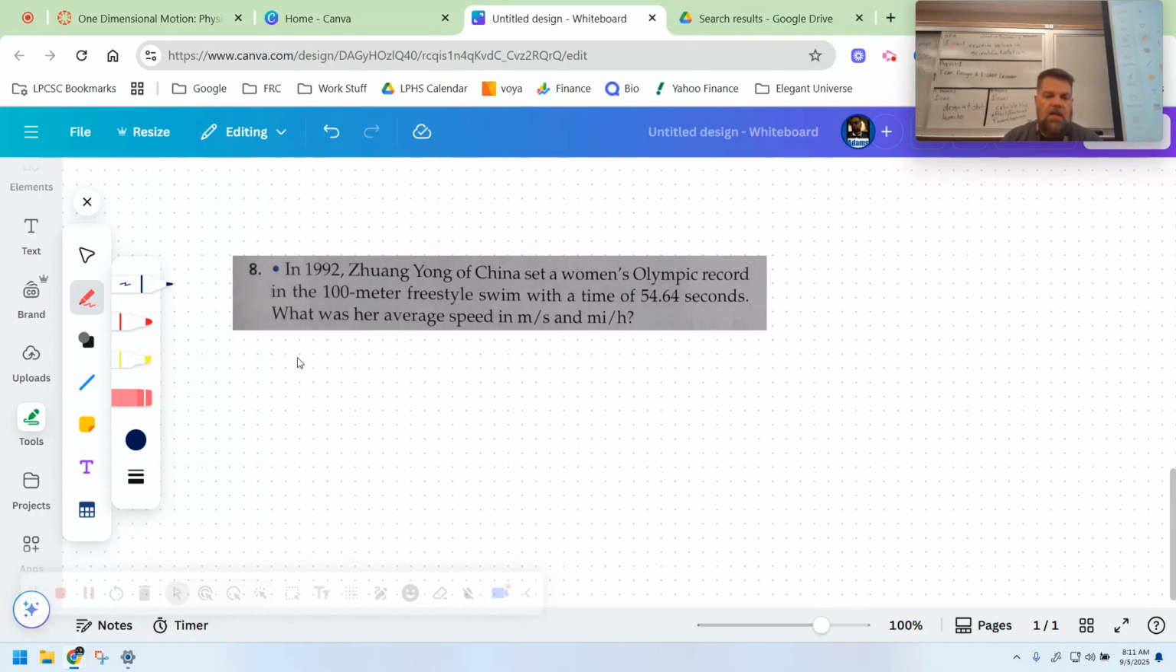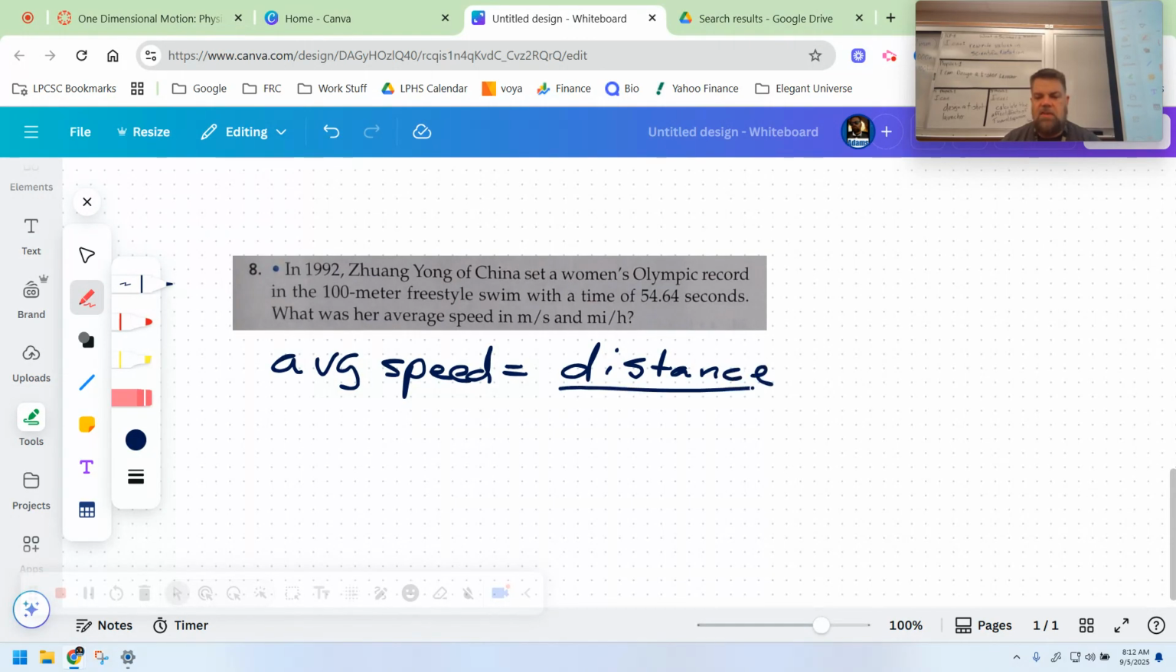All right, and so remember that your average speed is just the distance over time, right? That's the hard part, I've given you a ton of formulas. There's a very simple formula somewhere in your notes that says average speed is distance over time. Well, what's the distance? Well, the distance is 100 meters.